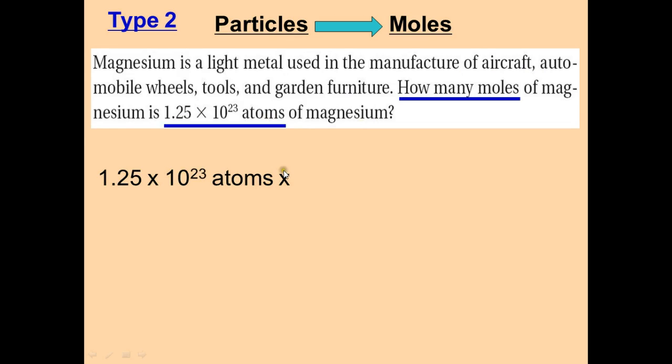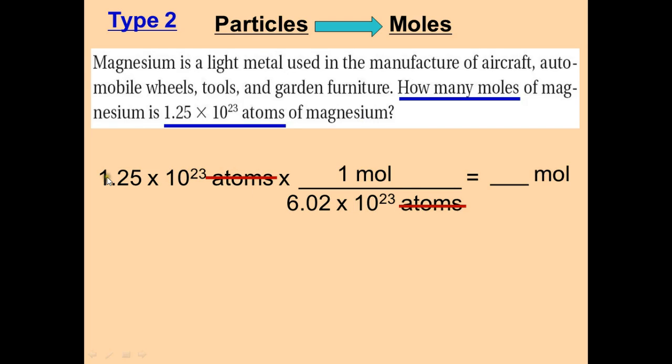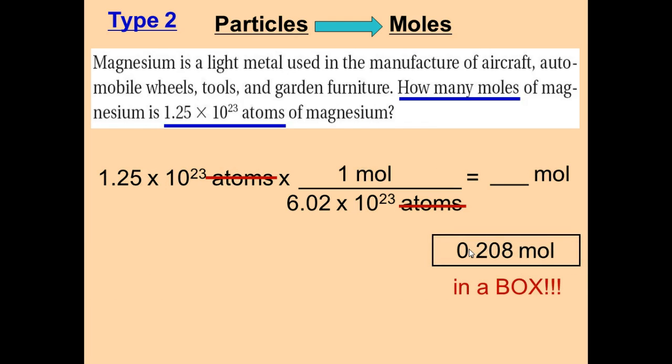So we first list it, and then on the next fraction, we need atoms on the bottom, so we put Avogadro's number, 6.02 times 10 to the 23rd atoms. So atoms cancel out. And then on the top, we put the number of moles, so 1 mole. And so 1.25 times 10 to the 23rd times 1 mole equals the number of moles. And we get 0.208 moles.